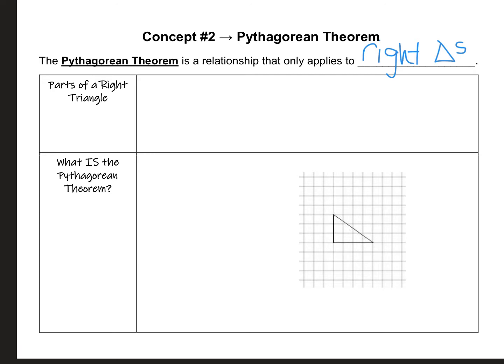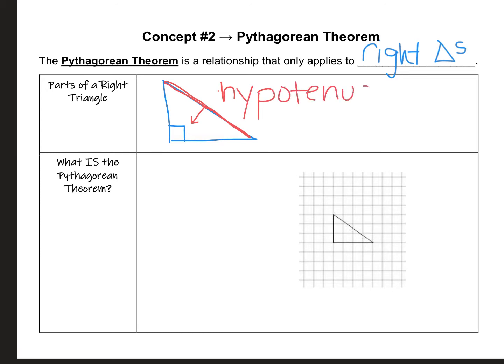Okay, so let's go ahead and draw a right triangle in here, and obviously it's going to have a right angle. And when you look at the three side lengths, you can see that one of the side lengths is definitely longer than the other ones, and that is right here. And you can always see that it's across from that right angle. It's not connected to it, and it has a special name called the hypotenuse. Hypotenuse, kind of a crazy name.